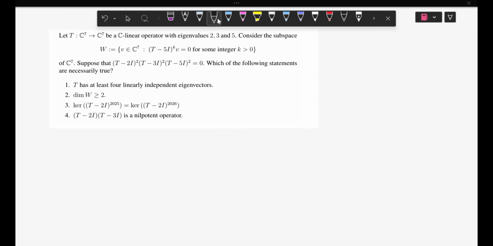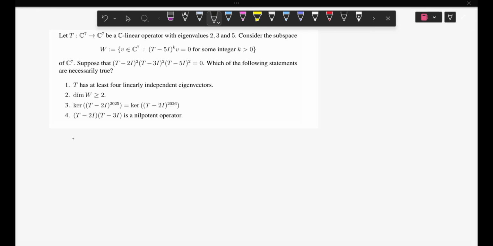This is the next question from linear algebra, and the question is saying that T from C7 to C7 is a C-linear operator with eigenvalues minus 2, 3 and 5. Consider the subspace W equal to this. Suppose (T minus 2I) whole square, (T minus 3I) whole square, (T minus 5I) whole square equal to 0. Which of the following statements are necessarily true? T has at least 4 linearly independent eigenvectors. Dimension of W is greater than or equal to 2. Kernel of (T minus 2I) whole to the power 2025 equals kernel of (T minus 2I) whole to the power 2026. T minus 2I and T minus 3I is a nilpotent operator.